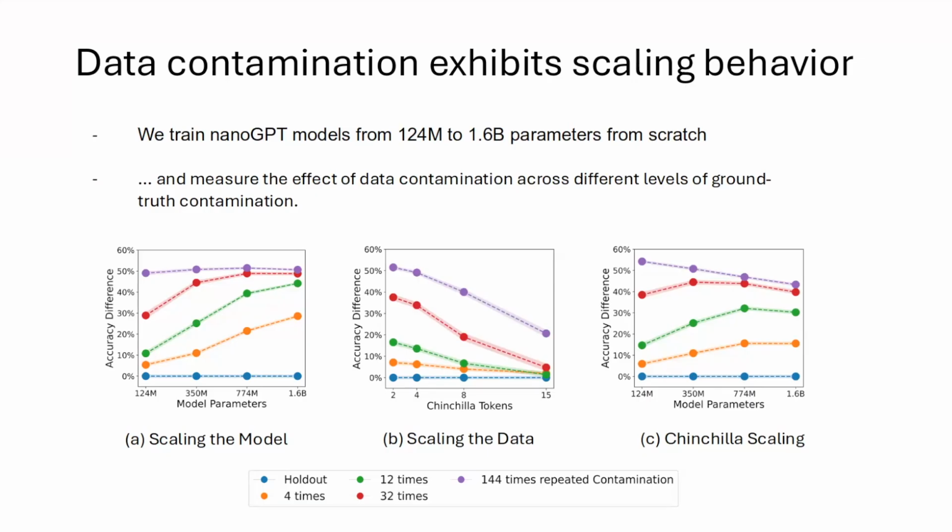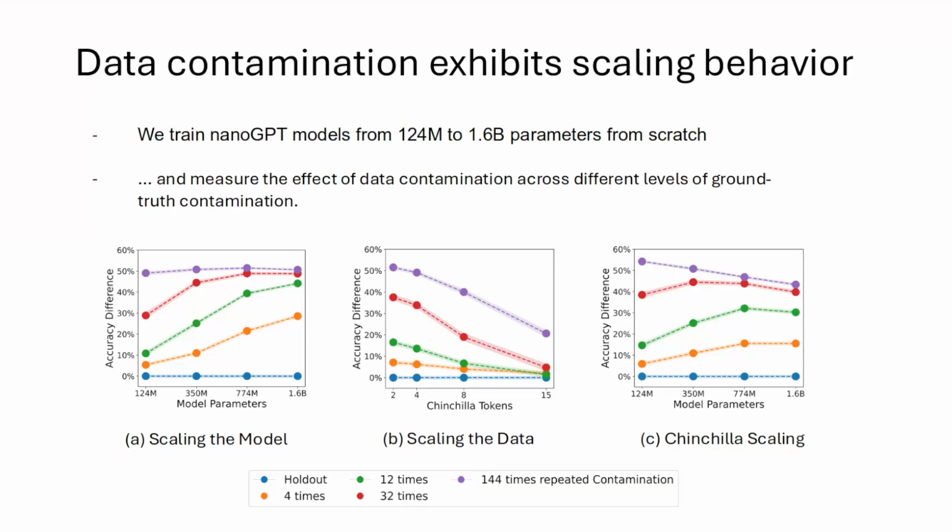And here what we see is that if we increase the size of the training data, then the effect of the contamination is actually monotonically decreasing. This goes up to the point where we train a model on 15 times the Chinchilla amount of tokens, which is the setting for many of the popular LLMs, at least for the LLMs for which we know. For example, the Llama models would be roughly here in terms of Chinchilla tokens.